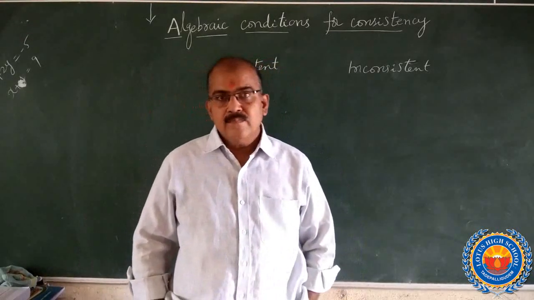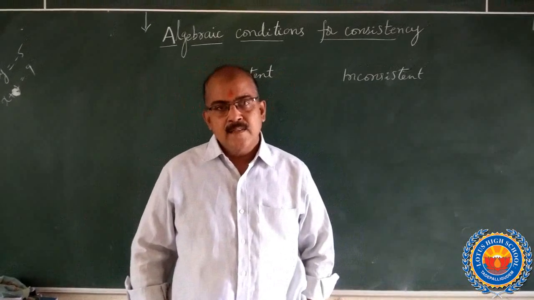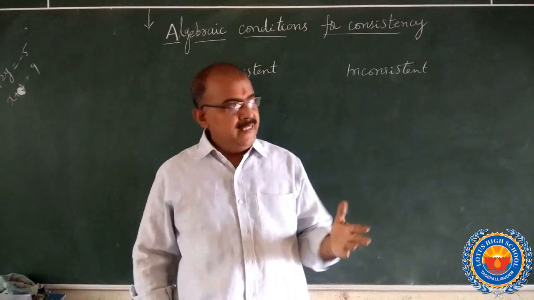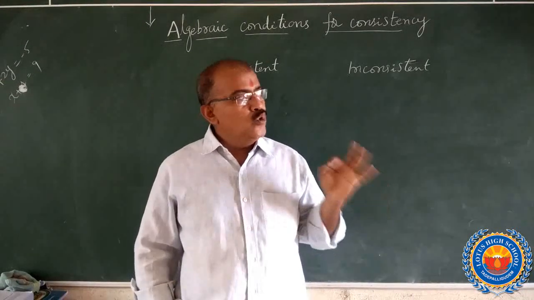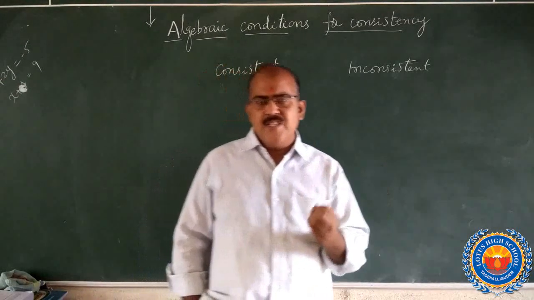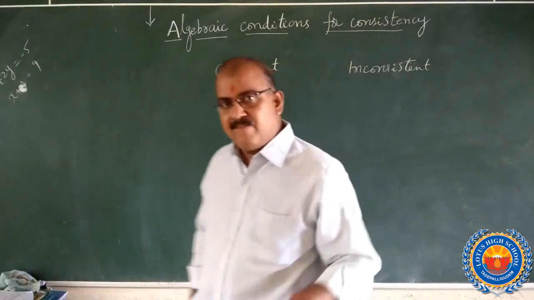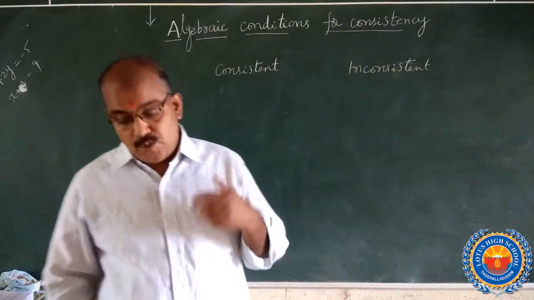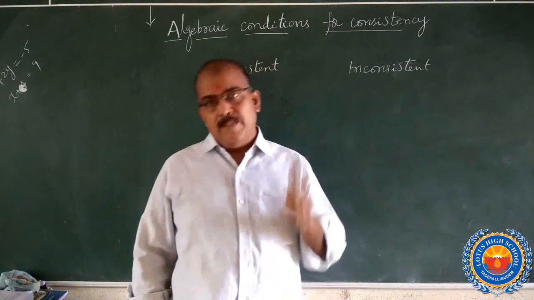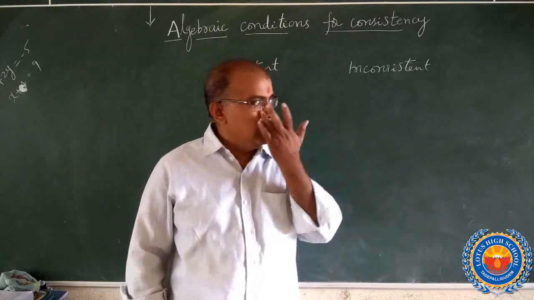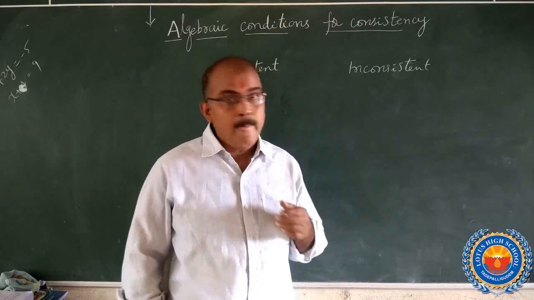So, the chapter is pair of linear equations in two variables. Already you learnt how to solve pair of linear equations in two variables by using three algebraic methods: elimination method, substitution method, cross multiplication method. And we did sums based on those methods also.